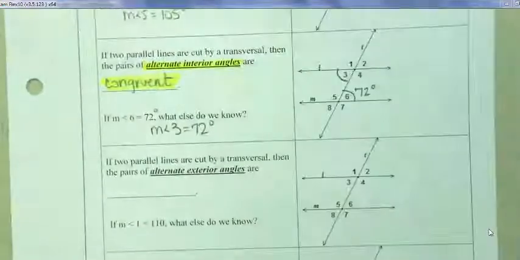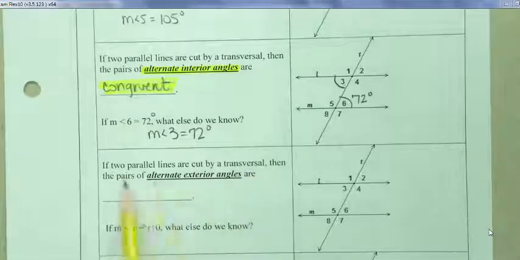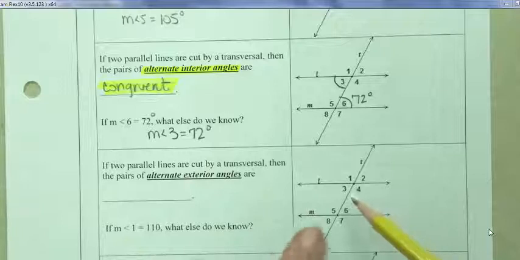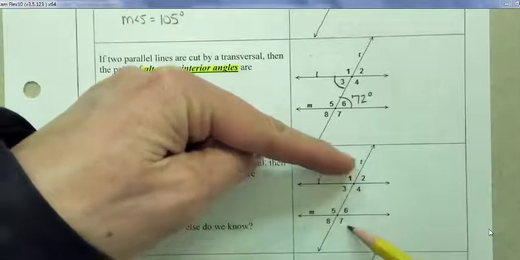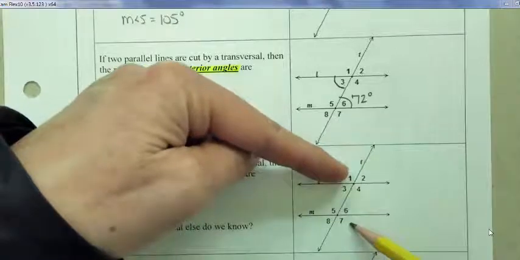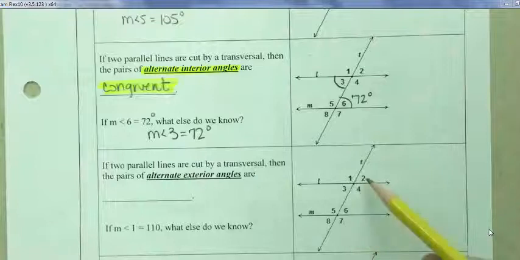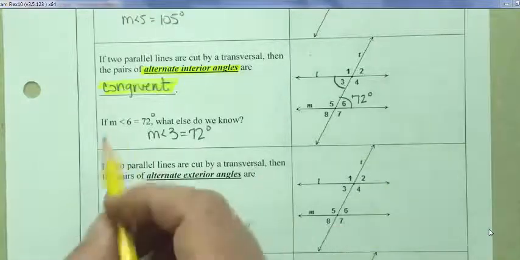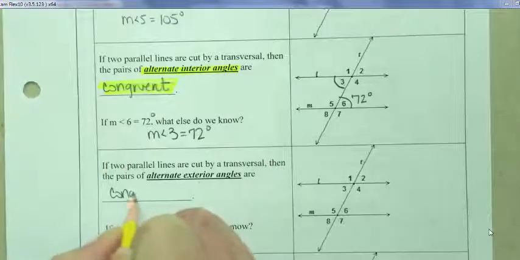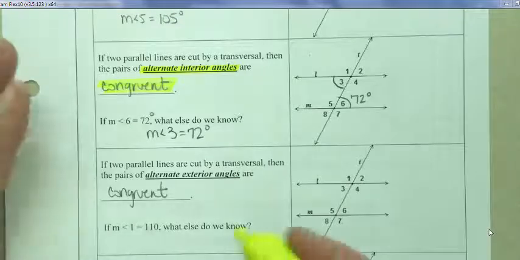Okay, next one. If two parallel lines are cut by a transversal, then the pairs of alternate exterior angles. Alternate exterior means that they're on the outside of their lines. Right, so they're on the exterior of the lines, and they're on alternate sides of the transversal. So angle 1 and angle 7 are alternate exterior. Angle 2 and angle 8 are also alternate exterior. And these are also going to be congruent. So alternate exterior angles will also be congruent.